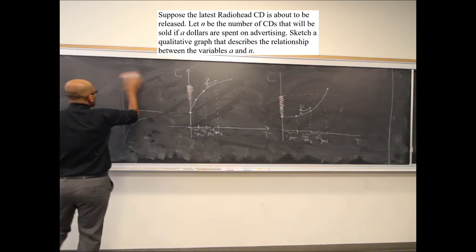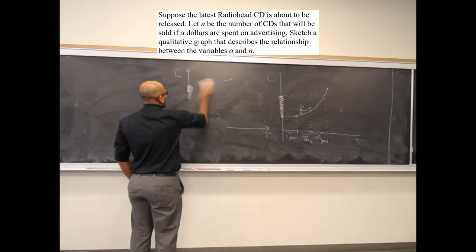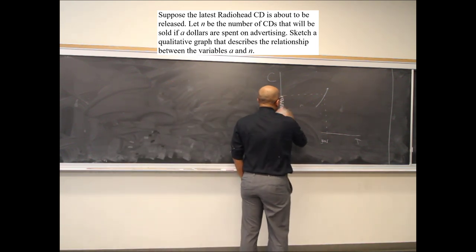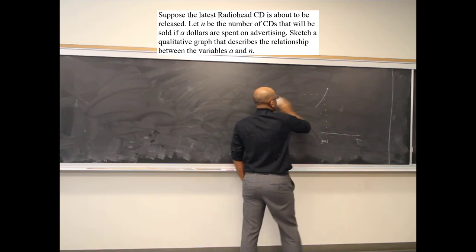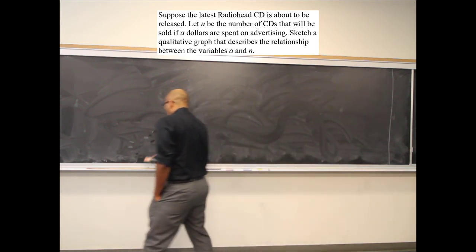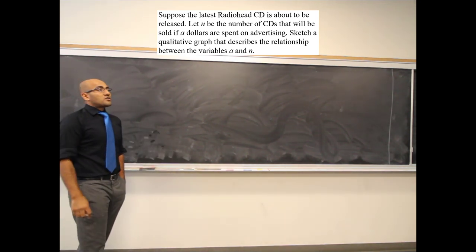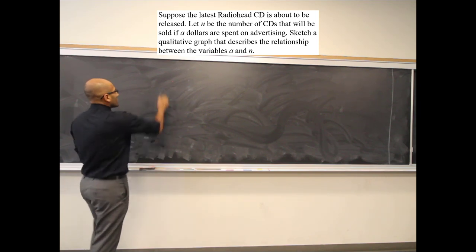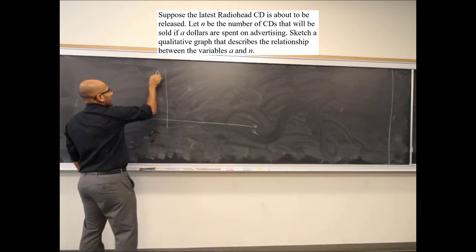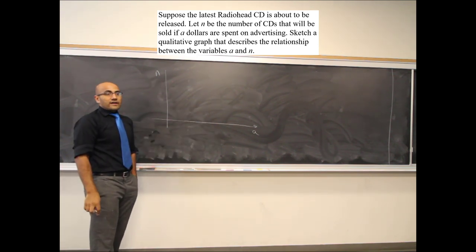So first of all, which one is the dependent variable? Which one is the independent variable? Dependent. Does the amount of money spent on advertising depend on how many people buy their CD? Or does the number of people that buy the CD depend on how much money they spend on advertising? Yes. Okay, so advertising money goes there, and the number of people that buy it depends on how much money they spend on advertising.